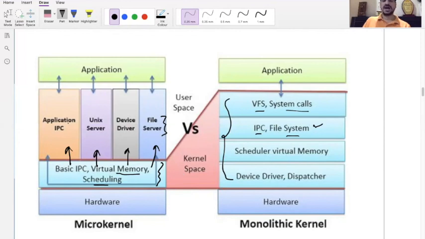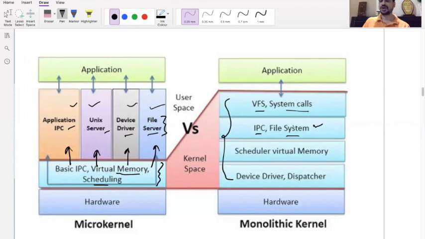The advantages are that these application IPC, Unix server, device drivers, and file servers we can manage independently. If you want to add something, you can add it. If you want to correct something, you can correct it. Because all these modules are independent, management will be very easy. But here it is a part of the kernel, so we cannot change the kernel actually. It will be changed only when we install another or a new version of the operating system. Otherwise, it is not going to change.